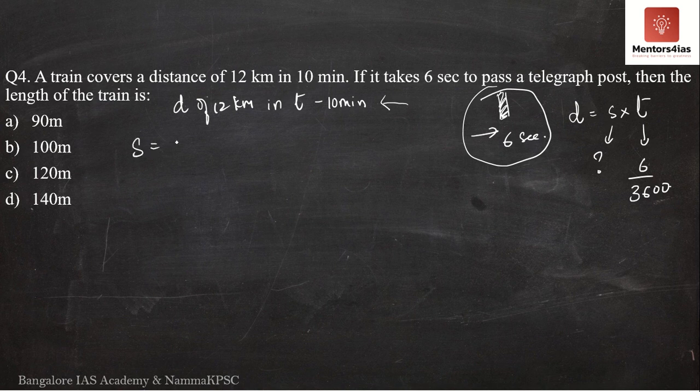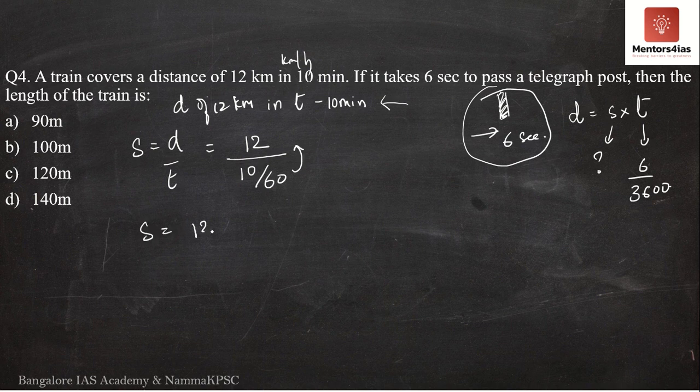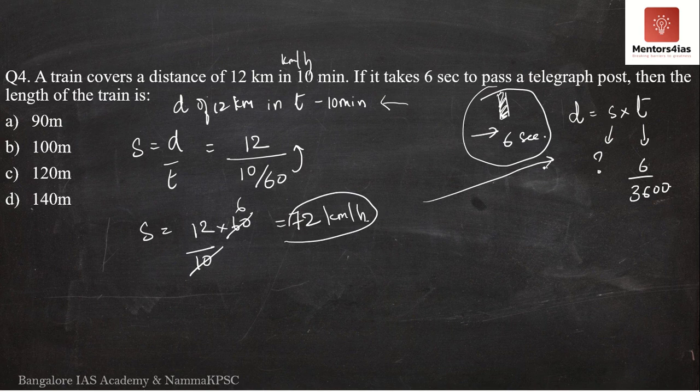Then what is speed? Speed is nothing but distance by time. Here distance is 12 kilometers divided by 10 minutes. Now I want it in terms of hours, since we always do it in kilometers per hour. 10 minutes is how many hours? Nothing but 10 by 60 hours. So we take 60 to the numerator and we have speed as 12 into 60 divided by 10. 10 sixes are 60, 12 fives are 60, 12 into 6 is 72 kilometers per hour. So now we will substitute speed as 72 kilometers per hour over here.